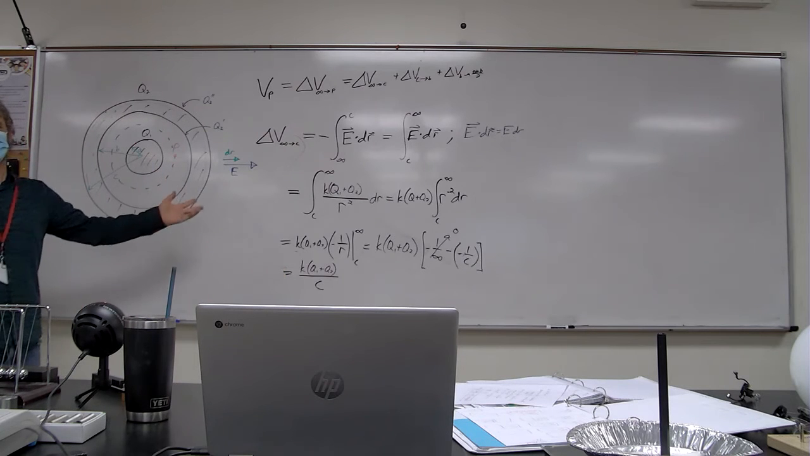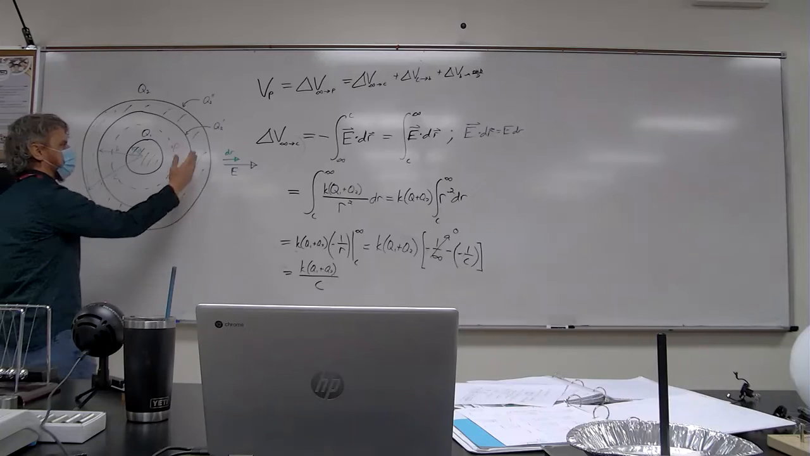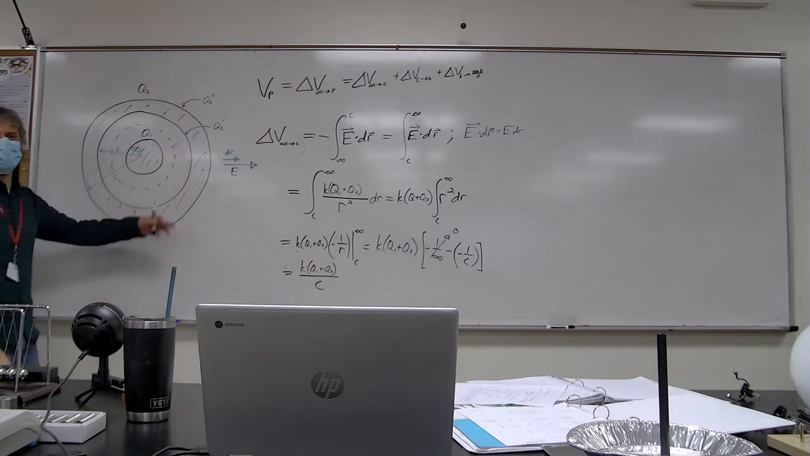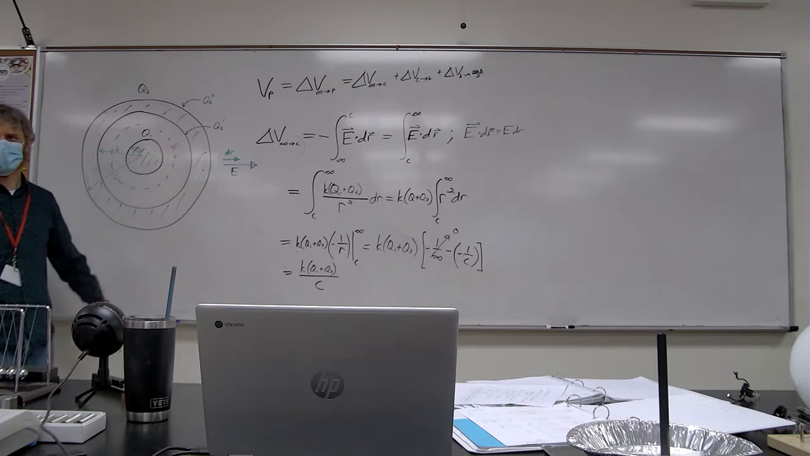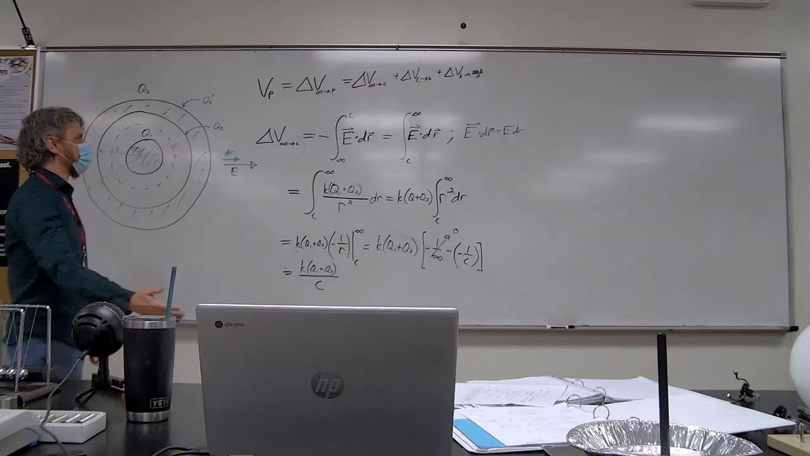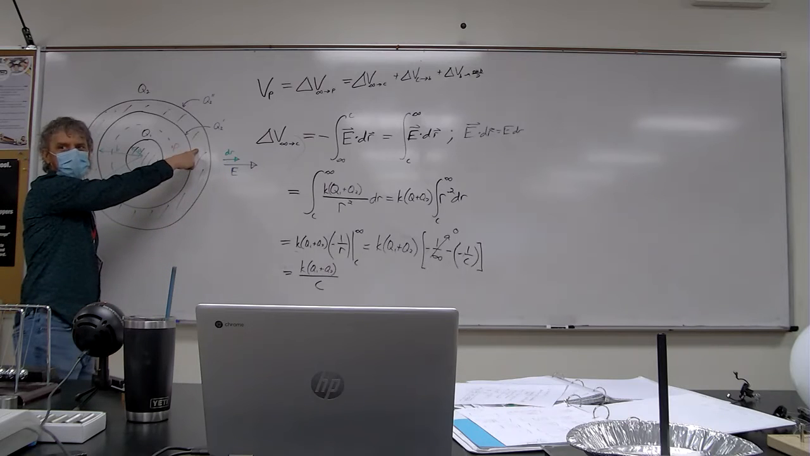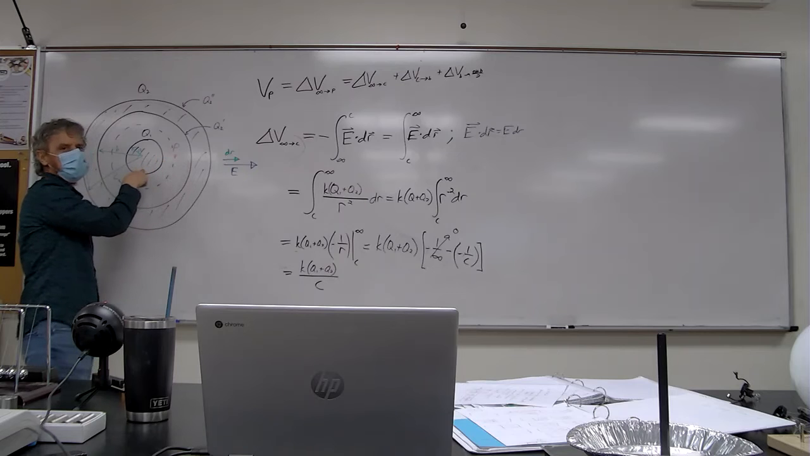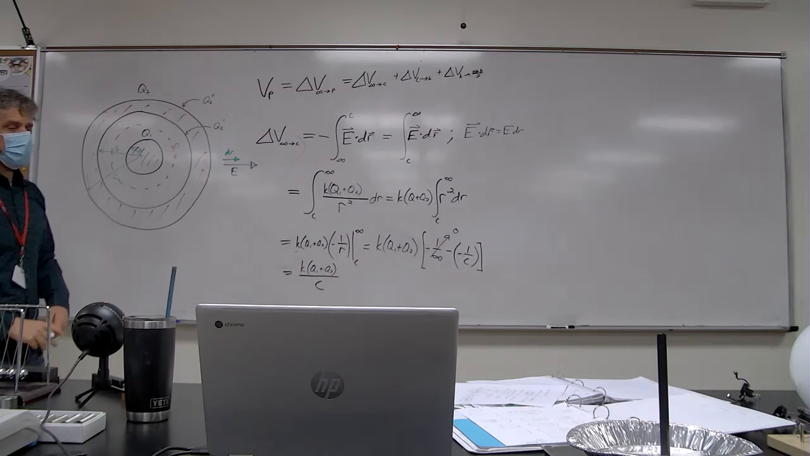But that's not the whole story, because then I have to go from C to B. I can't just go straight through, because there's discontinuities here. There's discontinuities in the expression for the electric field. We know that because we know the electric field is 0 within the spherical shell. And the electric field in here is due only to the charge at the center, Q1, by Gauss's law.